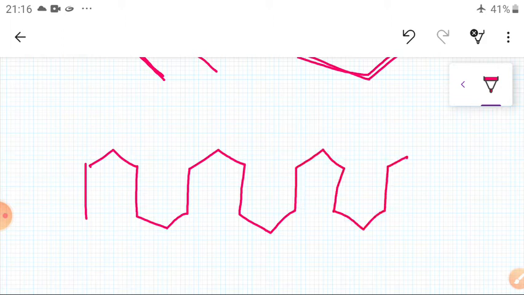So all slots are wound. That means this is the wave winding.